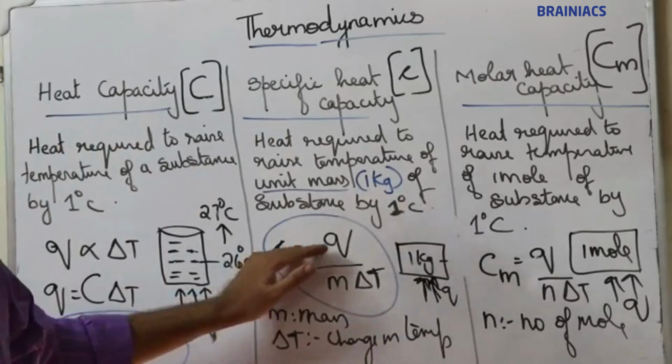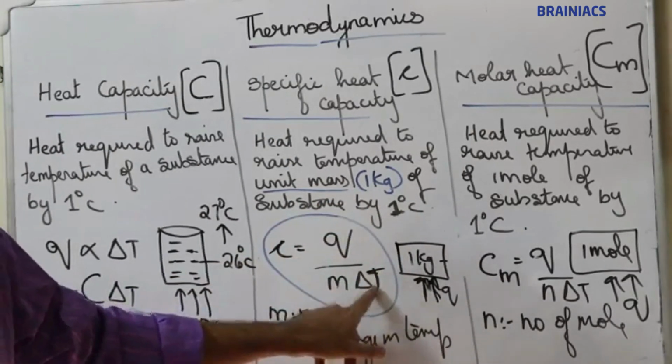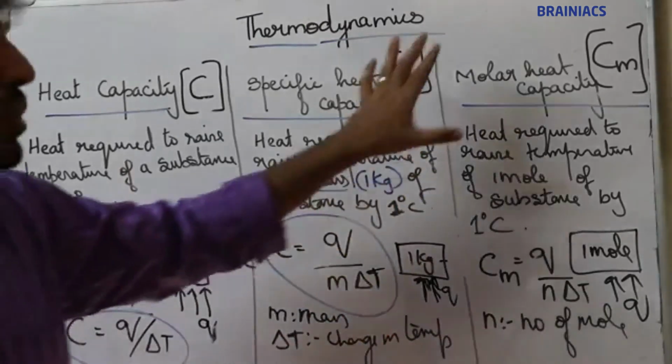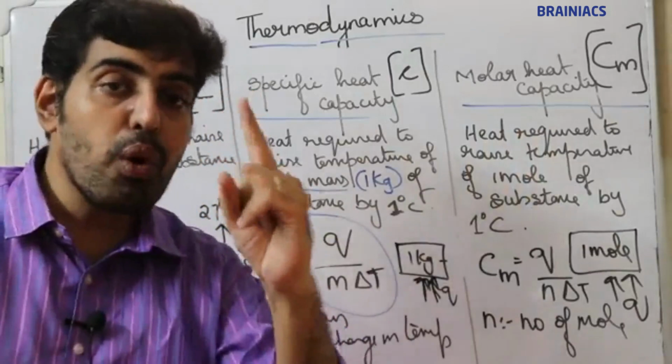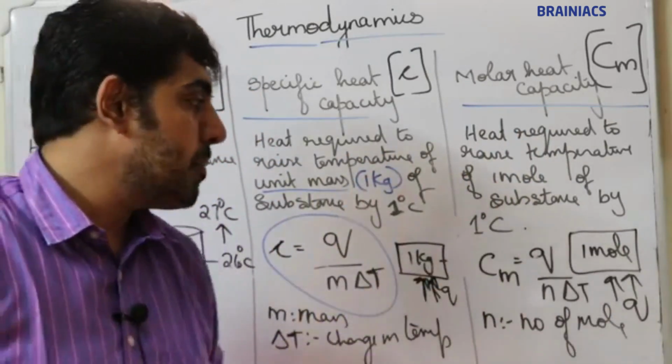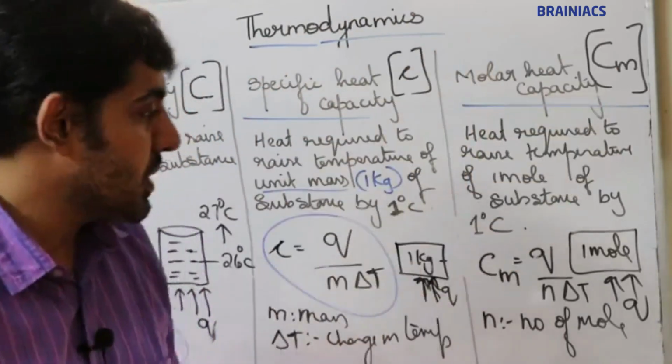So small c is equal to Q by m into delta T. m means mass, delta T is the change in temperature, Q means heat. Now the third one, molar heat capacity. It is the heat required to raise the temperature of 1 mole. We are considering 1 mole of substance. So heat required to raise the temperature of 1 mole of substance by 1 degree Celsius.